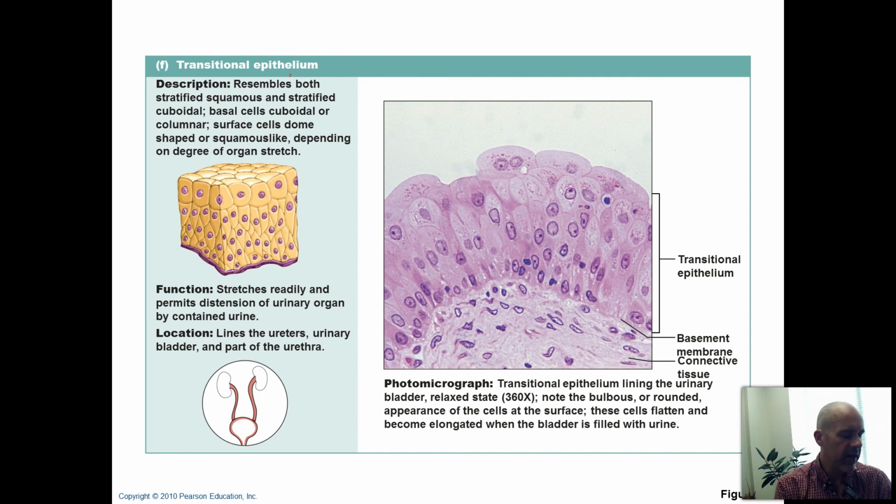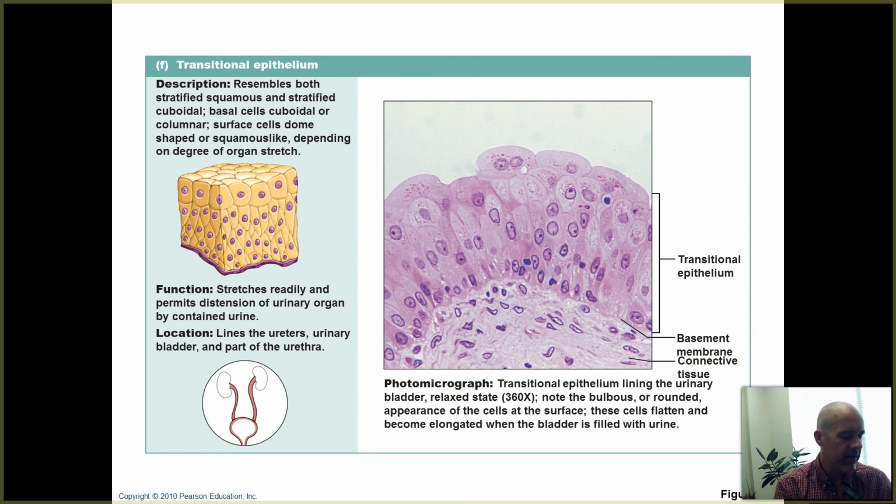Okay, and then what about transitional epithelium? That's the last type. This is an interesting type. Transitional epithelium occurs in, let's just talk about where it occurs first. It lines your ureters, urinary bladder, and part of the urethra. So you're going to find that in the urinary system on the inside lining.